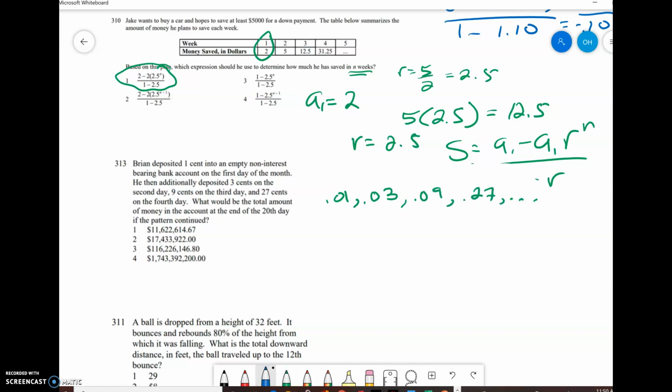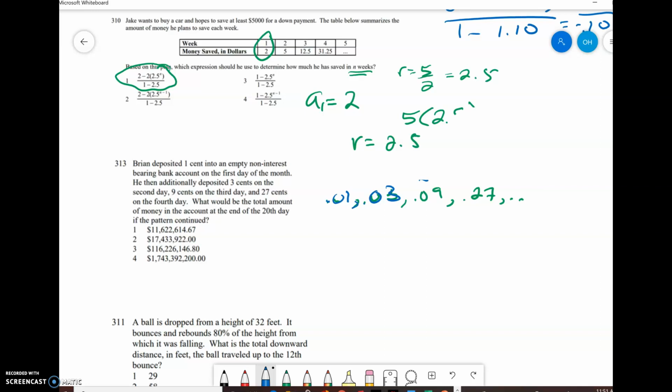Let me switch colors. Okay. So is this arithmetic? No, because I'd have to add 2 cents to go here, and if I add 2 cents, I don't get 9 cents. But it does look like this is geometric because he's tripling. If I triple 1 cent, I get 3 cents.